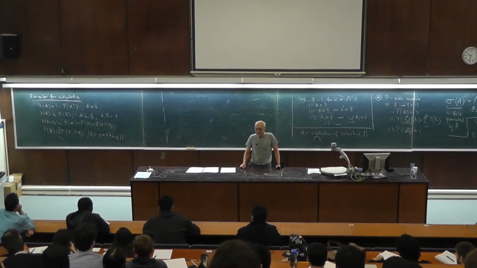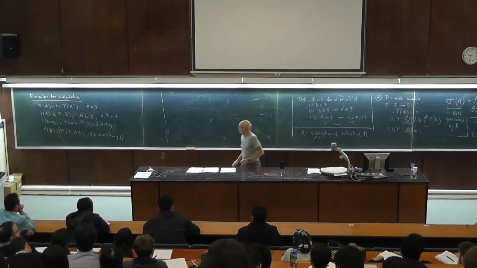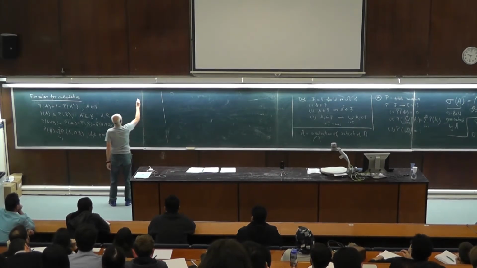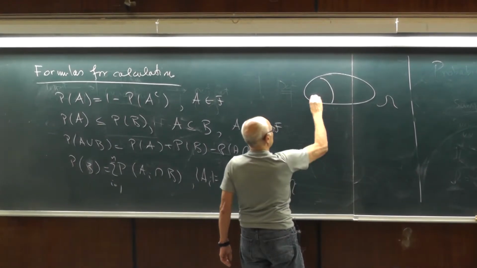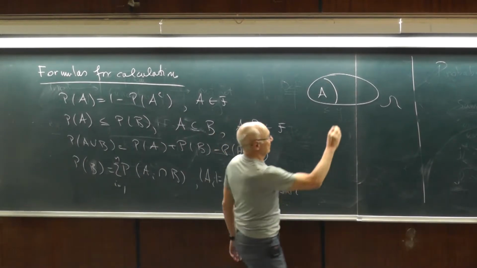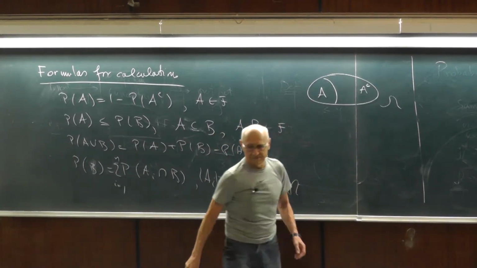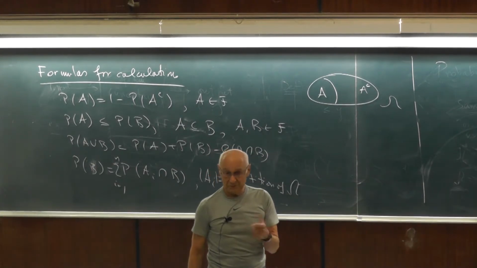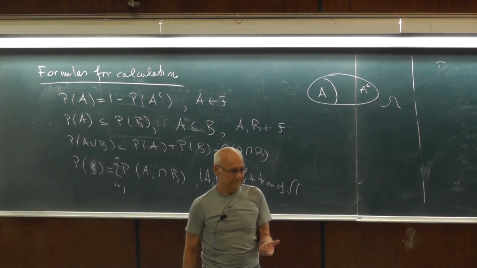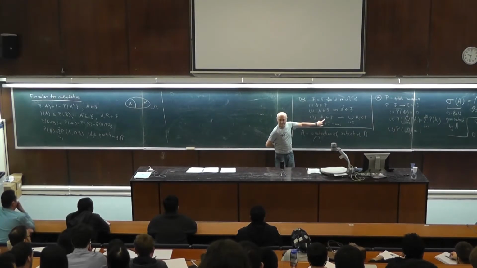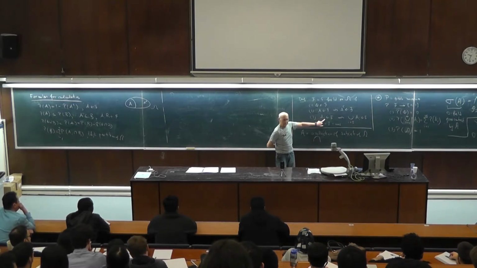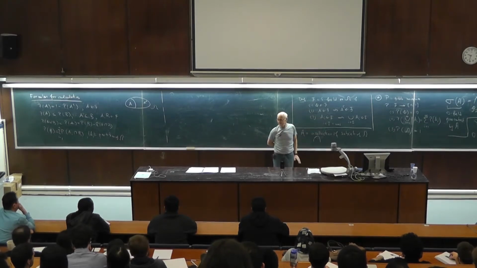So let's go one by one. Let me draw a picture. I'm taking the first formula. This is omega. If this is A, this is the complement of A. So A and its complement partition omega. So what's written here? P of A plus P of A complement is equal to 1. So we're done, right?